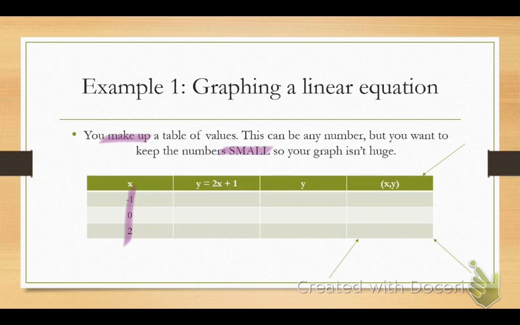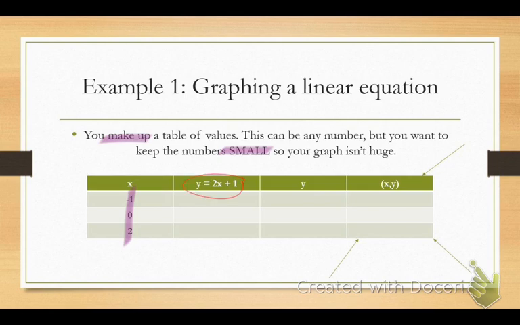But is this the only numbers I could have chosen? I literally could have chosen any numbers I wanted. Now that I have decided on my x values, I'm going to take these values and I'm going to plug them in to my function. This is a function. How do I know it's a function? Because y is solved for mx plus b. This equation is in function form.